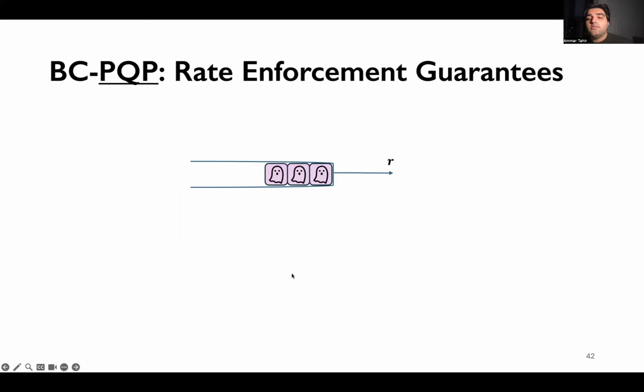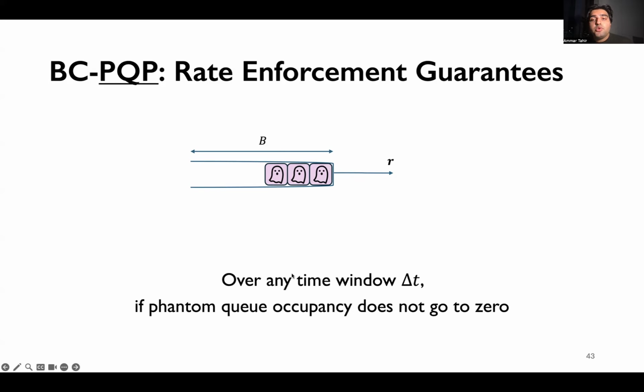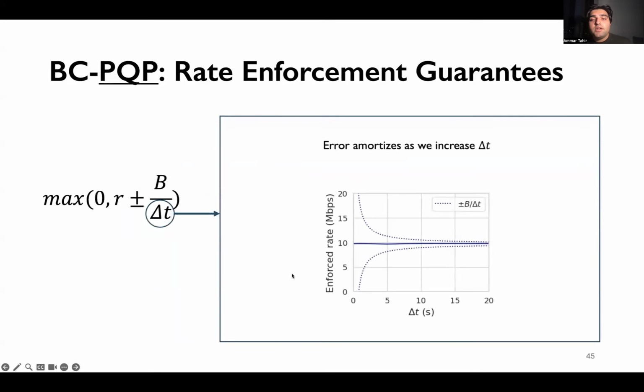In this presentation, I'll focus on discussing error bounds on the rate enforced by a system with a single phantom queue. You can find details about a multi-queue PQ system in the paper. Given a phantom queue sized B bytes, over any time window delta T, as long as the phantom queue occupancy does not go to 0, such that we do not waste any DQ opportunity, the enforced rate is bounded by the following relationship: R plus minus B over delta T, where again, B is the size of the phantom queue in bytes. While the error can appear large on small time scales, as we increase the time window, the error amortizes and the enforced rate becomes closer to R.